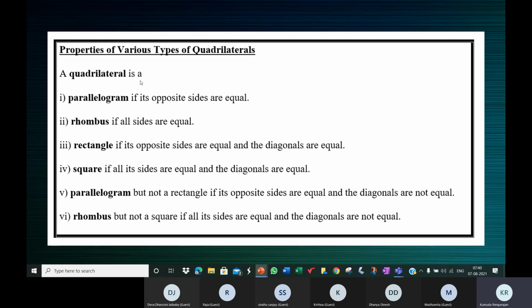See here, a quadrilateral is a parallelogram if its opposite sides are parallel. It's a rhombus if all sides are equal. It's a rectangle if opposite sides are equal and diagonals are equal. Because if only opposite sides are equal, it's a parallelogram. In addition to that, if diagonals are equal, because in a parallelogram diagonals are not equal, it becomes a rectangle. If only sides are equal, it's a rhombus. If along with the sides the diagonals are also equal, it's a square.